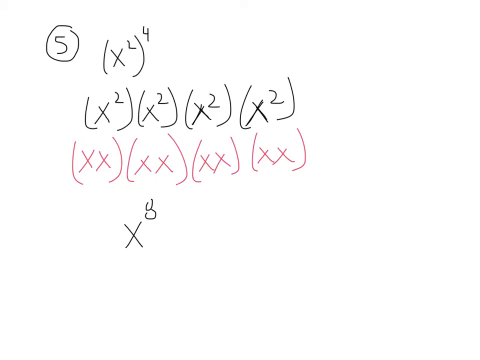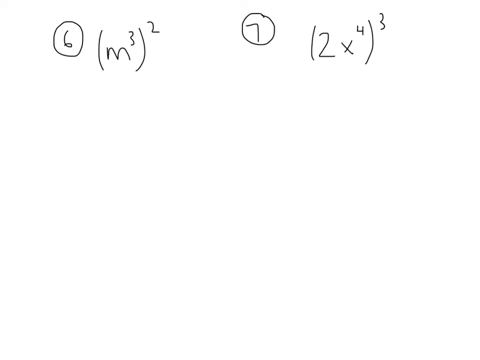You probably realize that the property is that these exponents can multiply. But more important than that, I want you to see why. X squared to the 4th, we have 4 factors of x squared, and each of those has 2 factors of x in it, so that's 8 factors of x total. Go ahead and pause and try to do these two.